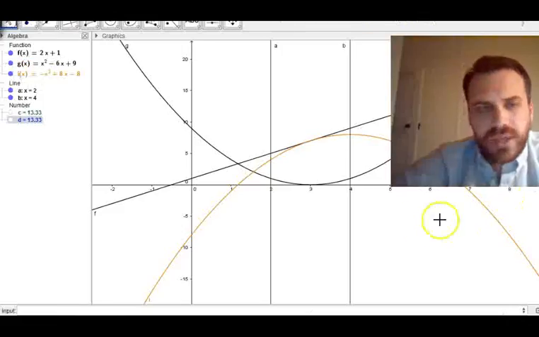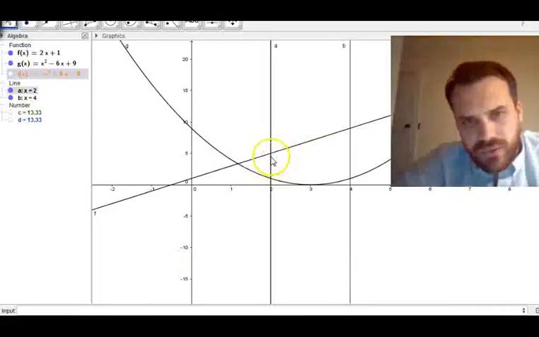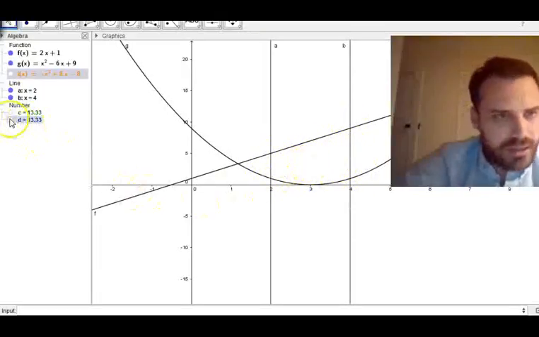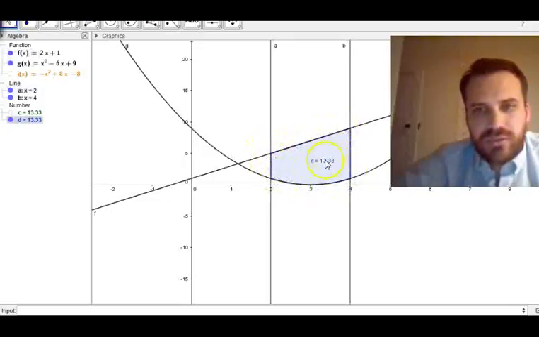I'll show you what it looks like on GeoGebra so you can see that I'm not lying about all of this. Remember what we were looking for again. Let's get rid of that orange line. We were looking for this area in here. That was f of x, that was g of x, and we're looking for the area between 4 and 2. So we're looking for this area in here. Now, let's take a look at what it looks like. There it is. You can see that the area between those two functions and those two lines is 13.33.